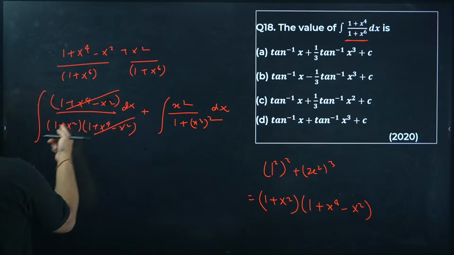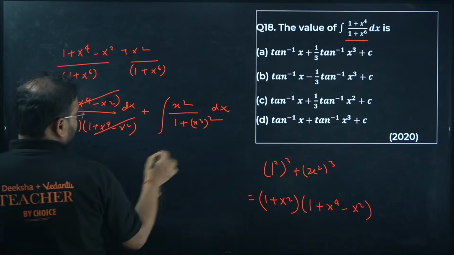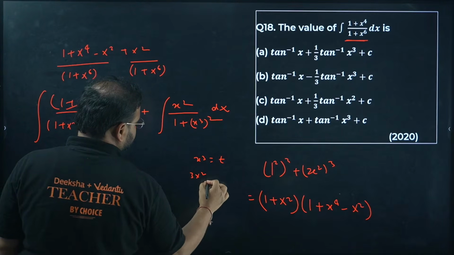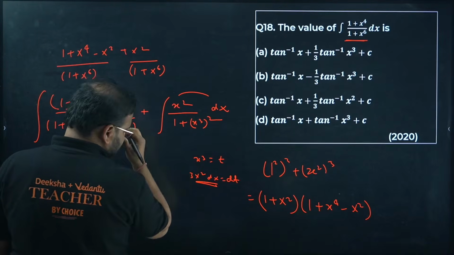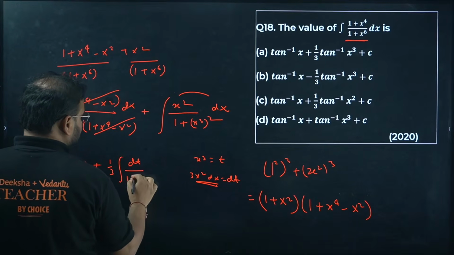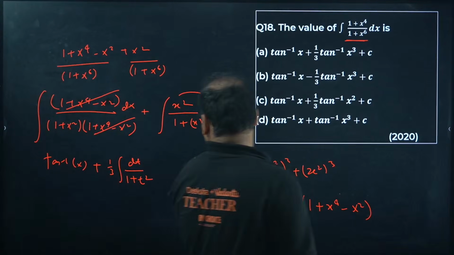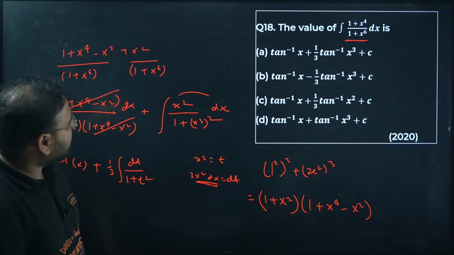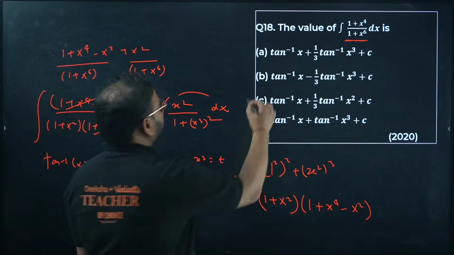Check. This is simply dx upon 1 plus x square. So tan inverse of x. And for this one, substitute x cube as t. So you'll have 3x square dx as dt. So x square dx value we have now as dt by 3. So 1 by 3 dt upon 1 plus t square. You can get the answer from here. Answer would be tan inverse of x plus 1 by 3 tan inverse of x cube. Okay, tan inverse of x plus 1 by 3 tan inverse of x cube. That's option A.